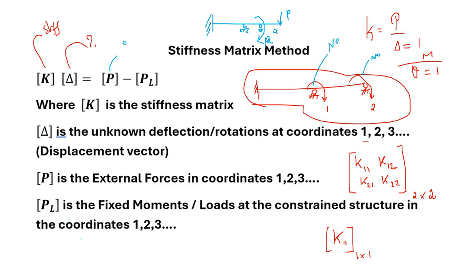Now what is the PL matrix? The PL matrix is obtained if you assume the structure to be restrained, and on the basis of this restrained assumption, you find the fixed end moments. That is said to be PL. So PL is the load in coordinates 1, 2 and 3 due to the restrained or constrained structure. That we will see in the upcoming slides.